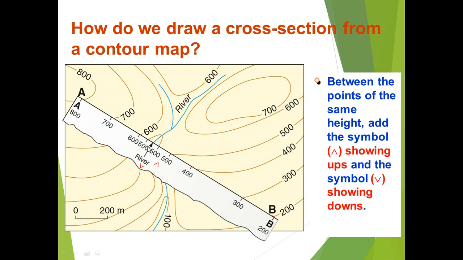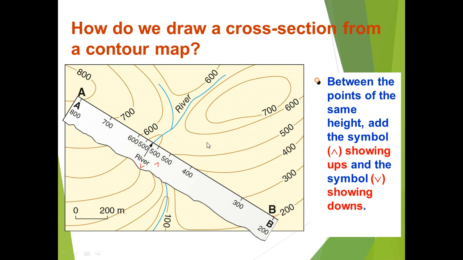So right here, you can see the region between the first 500 point and the second 500 point is getting closer to 400. So actually, the region between the first two points is lower than 500 meters, so we should mark a downs label here. And for the region between the second 500 point and the third 500 point, you can see actually this area belongs to the area between the 500-meter contour line and the 600-meter contour line.